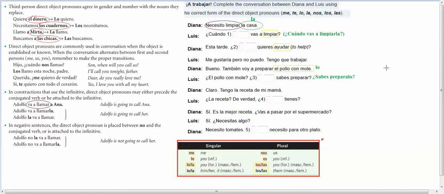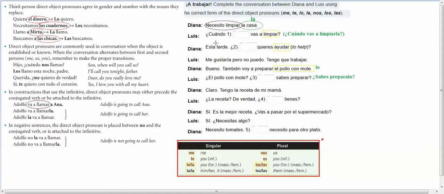Okay, so let's go ahead and do practice. For example, here it says, complete the conversation between Diana and Luis using the correct form of the direct object pronoun. So Diana says, necesito limpiar la casa. I need to clean house. So your verb is need to clean, and what you need to clean is the house, and I am the subject. I'm the one who's doing the needing to clean.